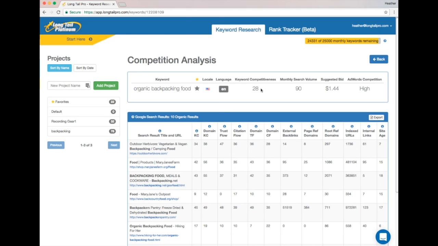Hopefully this helped you figure out how to decide between slightly more competitive keywords that are worth targeting and ones that you shouldn't spend your time on. So get out there and find some keywords.